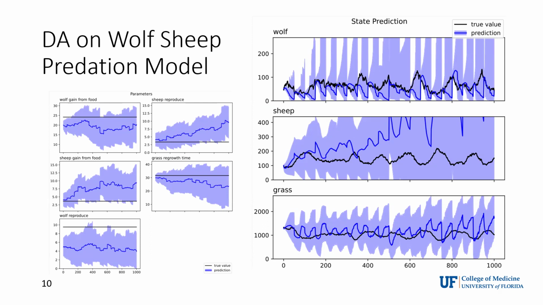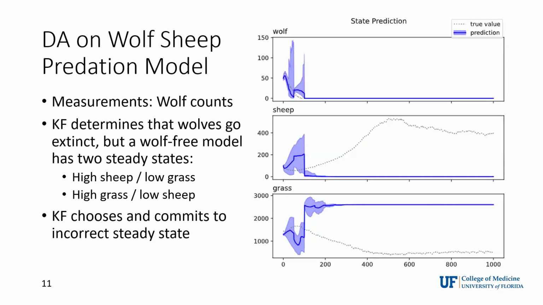Now, on the note of extinction, one of the things that this does fail at is this example right here. In this example, we're measuring wolf counts as before, and what ends up happening is that the wolves all die out. They don't have enough sheep. And so the Kalman filter does accurately determine that the wolves all die out. But within a wolf-free model, we actually end up having two steady states. We have this high sheep, low grass. This is what actually happens. This is the true value for the simulation.